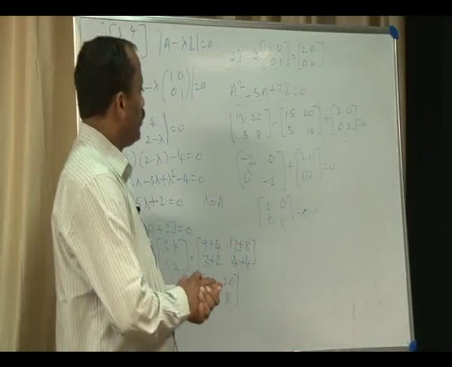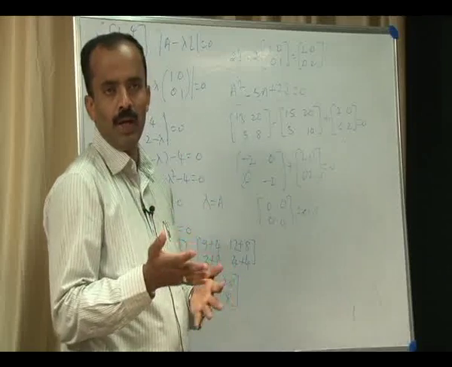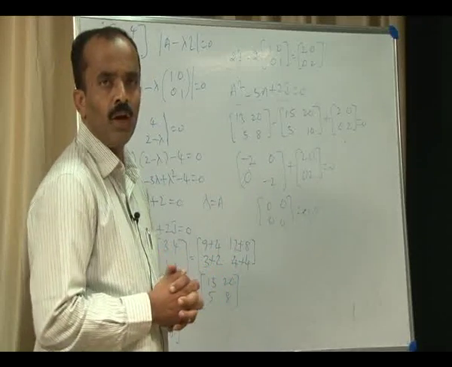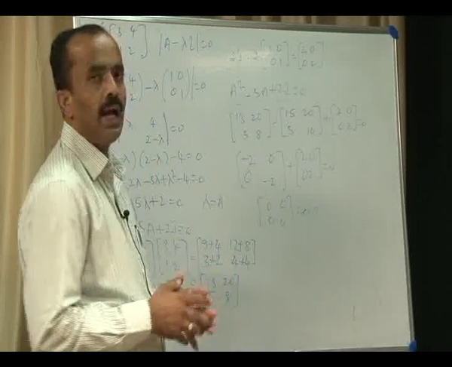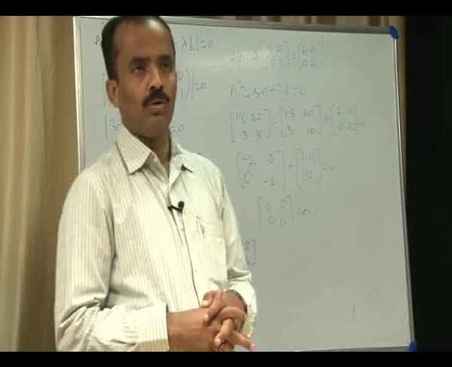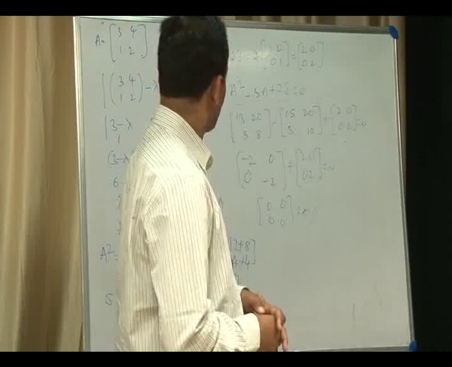Okay. Today we solved what is the adjoint of a matrix, what is the inverse of a matrix, the characteristic equation and its roots, and the Cayley-Hamilton theorem.